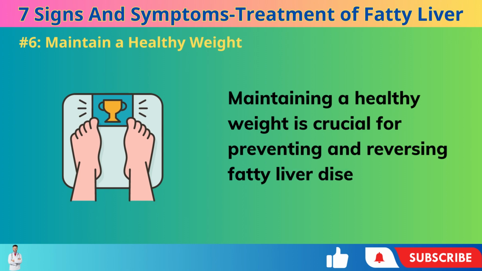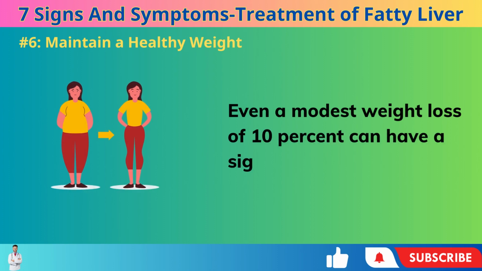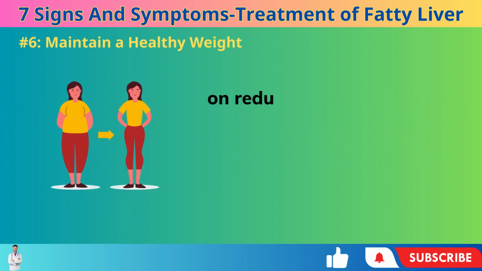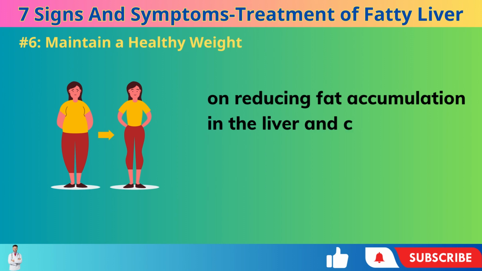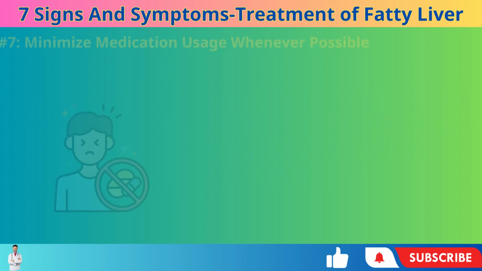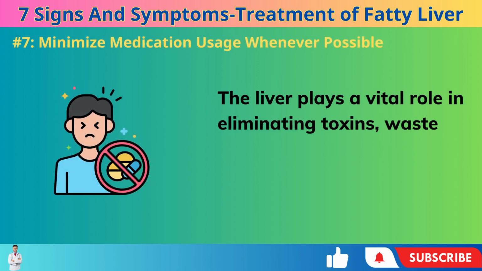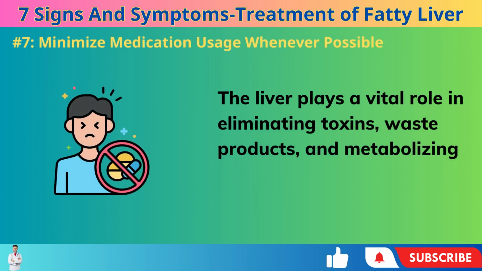Maintaining a healthy weight is crucial for preventing and reversing fatty liver disease. Even a modest weight loss of 10% can have a significant impact on reducing fat accumulation in the liver and contributing to the turnaround of fatty liver disease. Number 7. Minimize medication usage whenever possible.